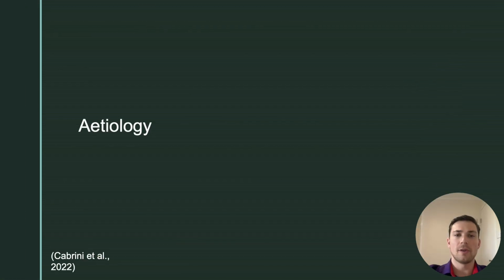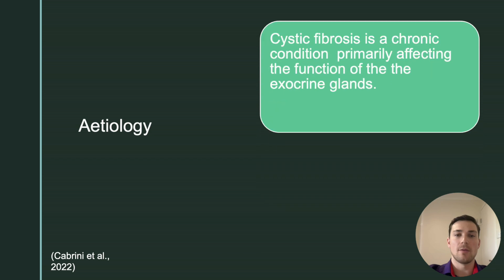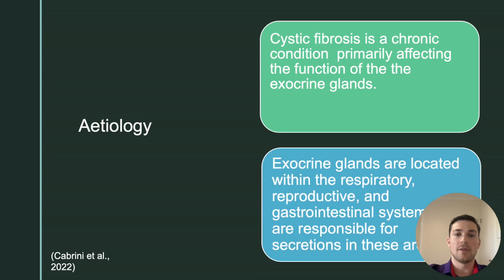Cystic fibrosis is a chronic condition primarily affecting the function of the exocrine glands in the respiratory, reproductive, and gastrointestinal systems. These glands help to protect and are responsible for the secretion of mucus in the respiratory system, and pancreatic and gastric juices in the gastrointestinal system.